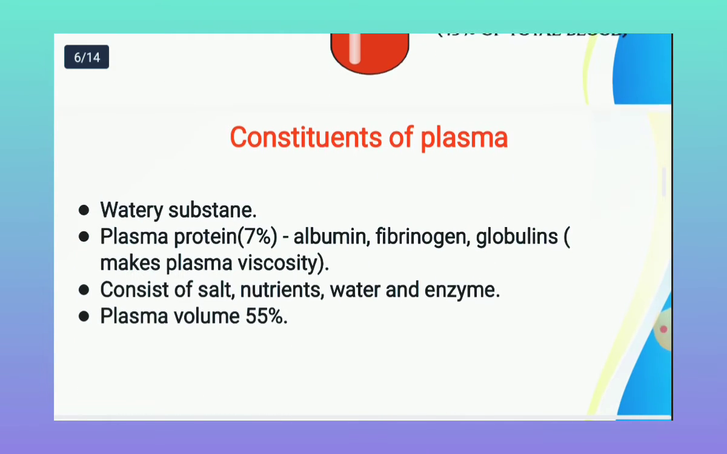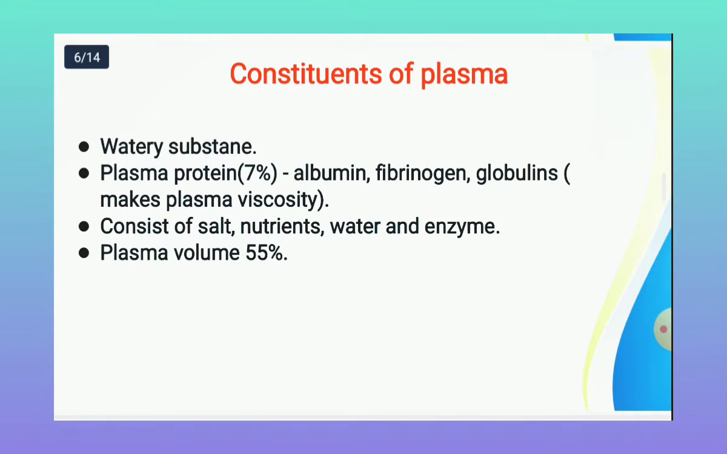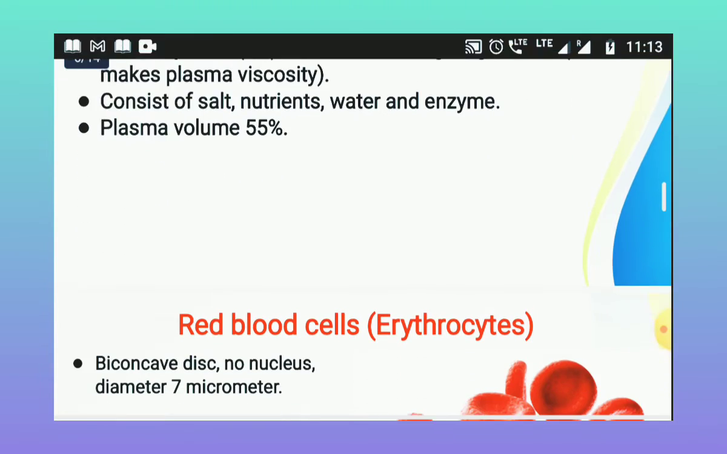Now what are the constituents of plasma? Now we'll discuss the plasma. Plasma is a watery substance, and plasma proteins are 7%: albumin, fibrinogen, globulins, which make up the plasma viscosity. It's like jelly type, and it consists of salt, nutrients, water and enzymes. So the volume of plasma is 55% of the total blood count.